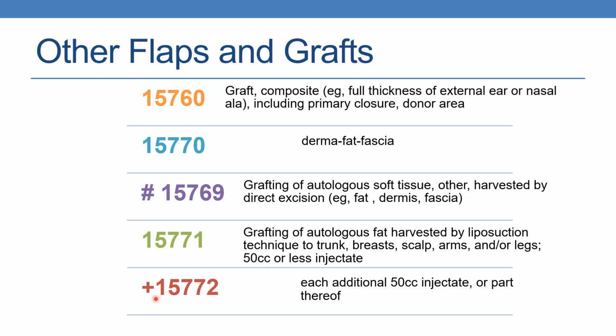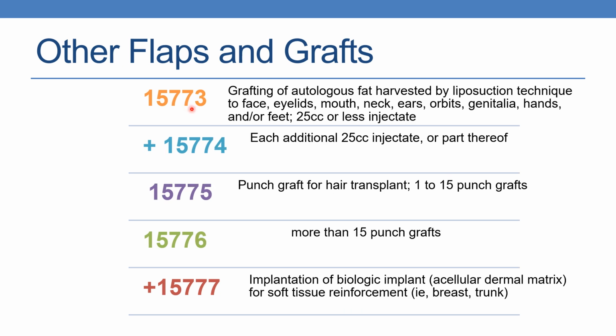The next is an add-on code plus 15772. Grafting of autologous fat harvested by liposuction technique to trunk, breast, scalp, arms and or legs. For each additional 50 cc injectate or part thereof. The next is 15773. Grafting of autologous fat harvested by liposuction technique to face, eyelids, mouth, neck, ears, orbit, genitalia, hands and or feet. 25 cc or less injectate. Next is an add-on code plus 15774 for each additional 25 cc injectate or part thereof.